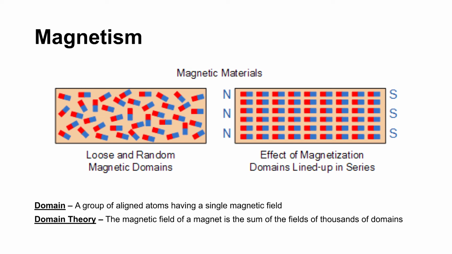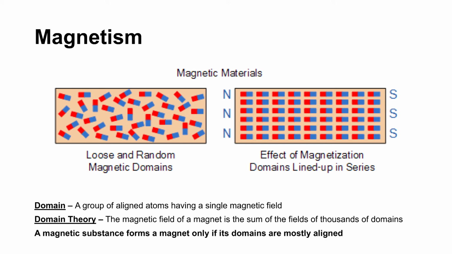Now in the situation on the left, because they're loose and random, they cancel each other out, and you see no gross magnetic effect. But on the right, when they line up like this, you see a gross magnetic effect with the north pole on the left and the south pole on the right. So a magnet is a substance that is formed because the domains are lined up in such a way that they can work together.